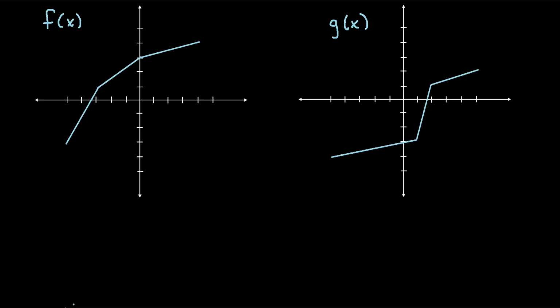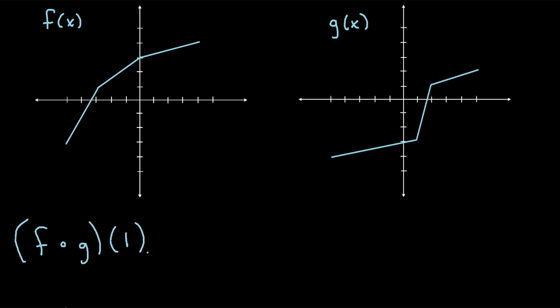In this video, we will talk about how to evaluate composite functions from graphs. So let's say we have the function f of x shown in this graph on the left, and we have the function g of x shown in this graph on the right. Let's say that we would like to find f of g of 1.